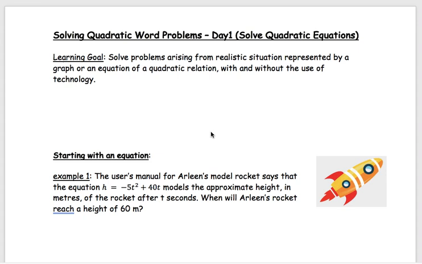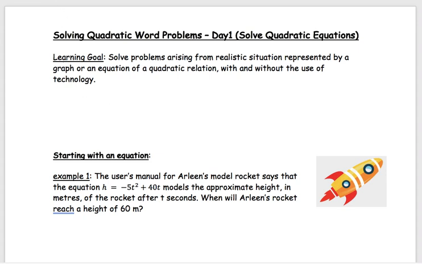So today we are going to be looking at solving quadratic equations, finding the roots, the x-intercepts, the zeros, but we're going to be applying it to some applications and so forth.